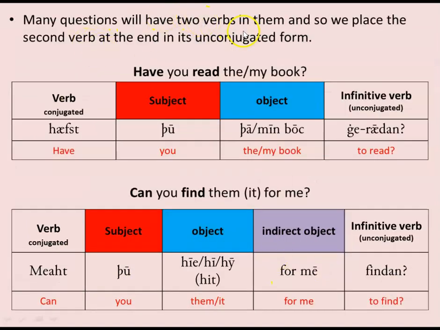Okay, many questions will have two verbs in them, and so we place the second verb at the end in its unconjugated form, as we saw back in the first video. Have you read my book? Okay, havst thu tha min bok raden. Okay, the infinitive verb, unconjugated. Havst, have, second person present tense singular, thu, tha, the, min, my, bok, okay, all in the accusative there, raden. Okay.